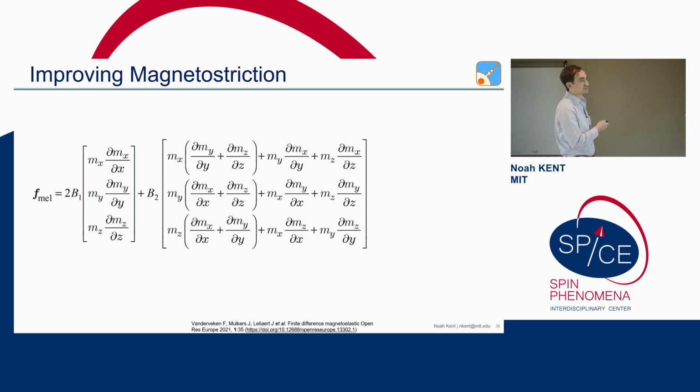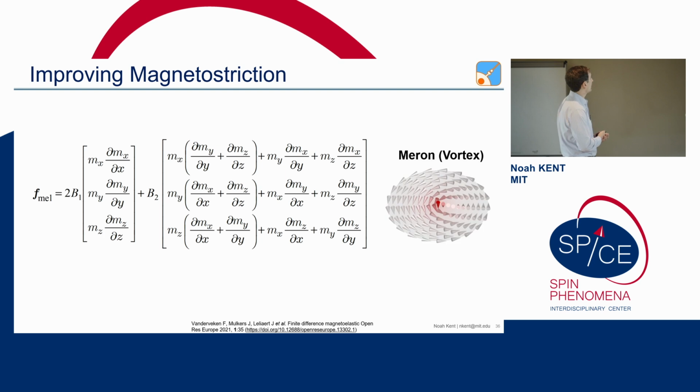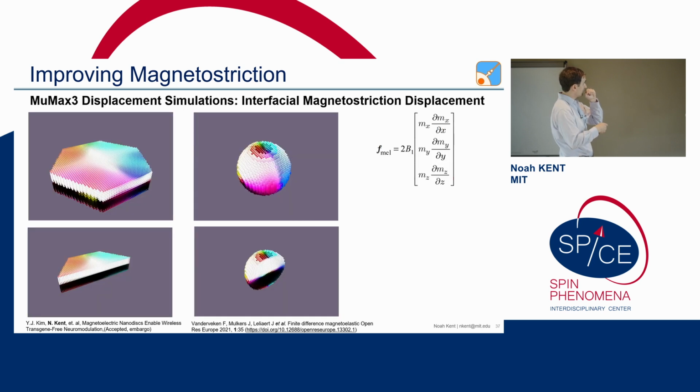But I can change the spin texture, right? My thought was that it's really important to have non-uniformity in the spin texture. All these terms are derivatives. So if I work with non-uniform spin textures, let's make something that's non-uniform. We made the disks appropriately sized to generate a magnetic vortex or a muon. Then I put them into Mumax magnetoelastic simulations to compare to isotropic particles.